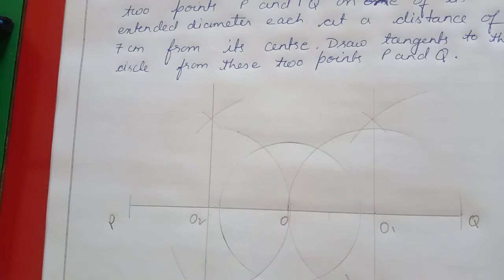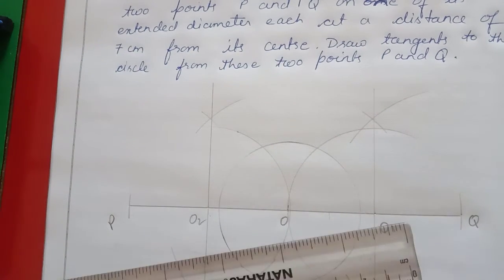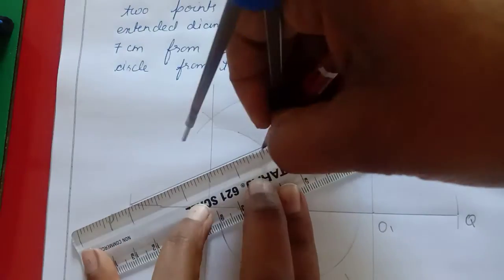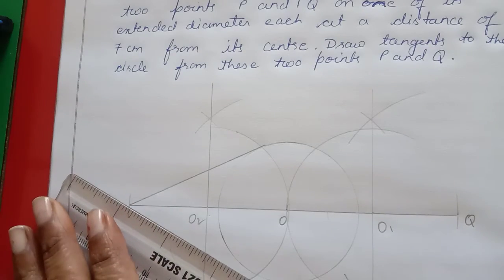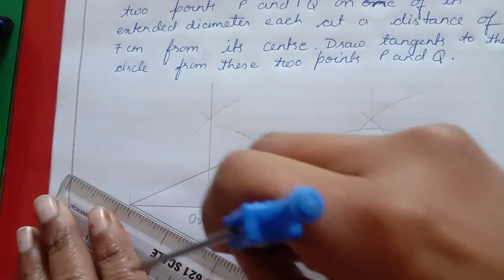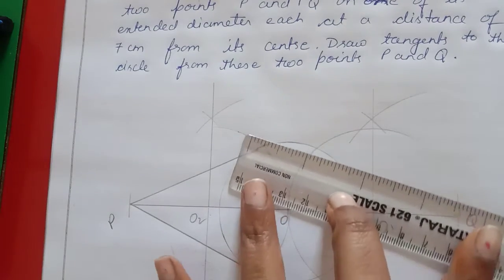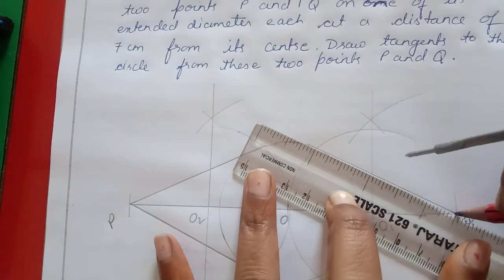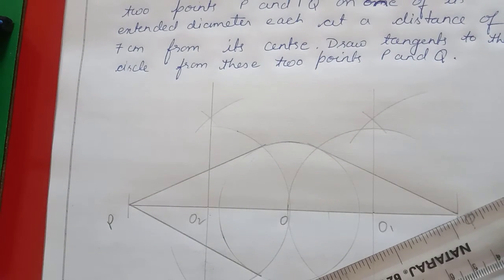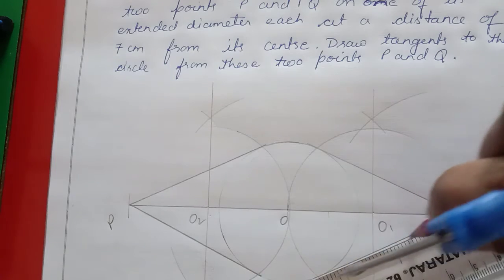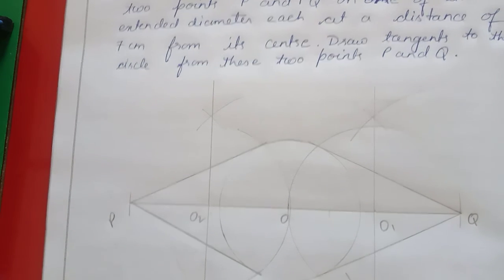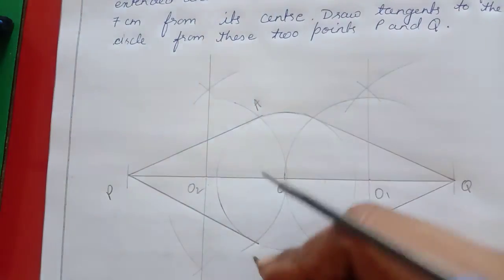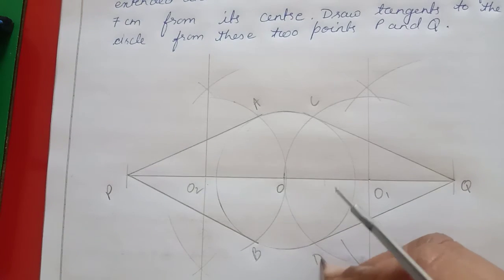You can draw the complete circle or you can only take the 2 arcs on the circle. Now join P to these 2 points and from Q also. Like this. Here we have drawn the 2 tangents from P and Q. Mark these points as A, B, C and D.